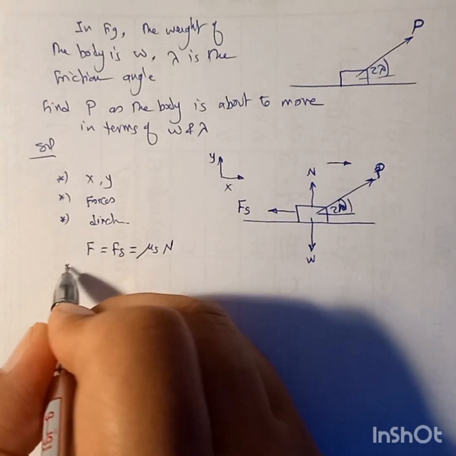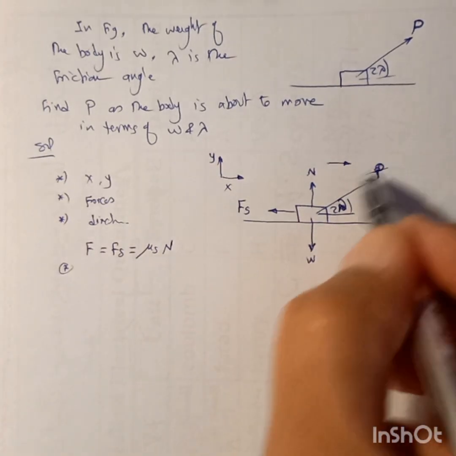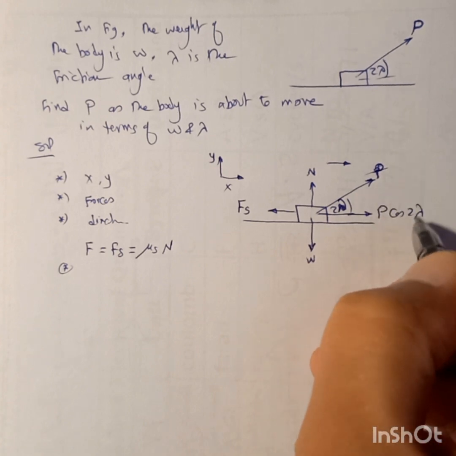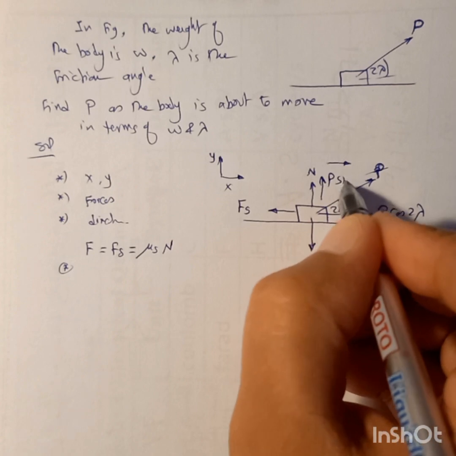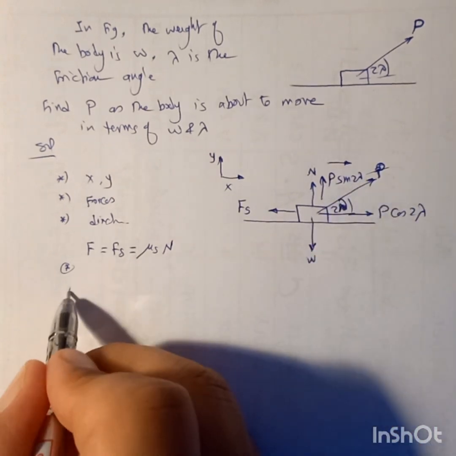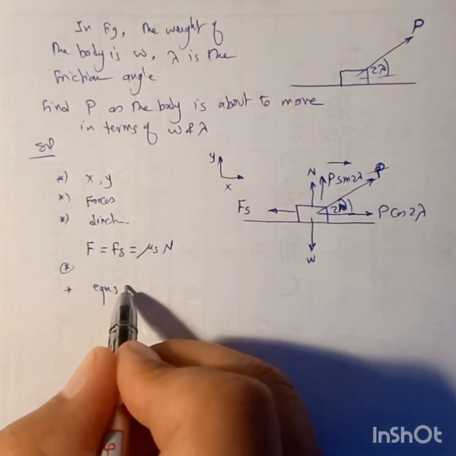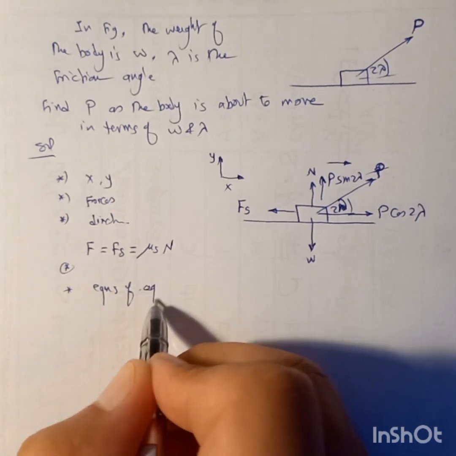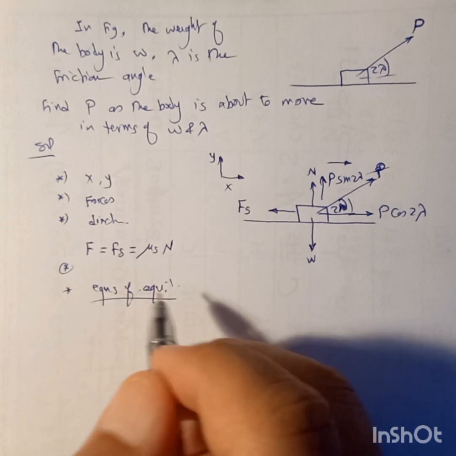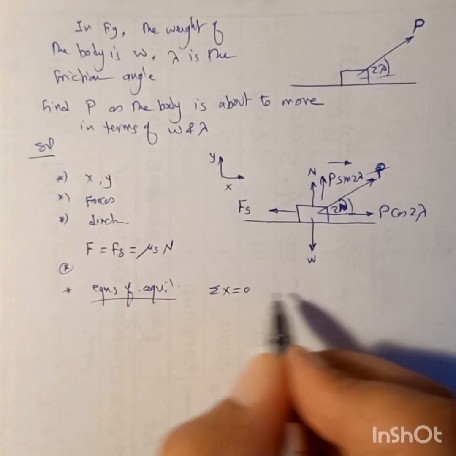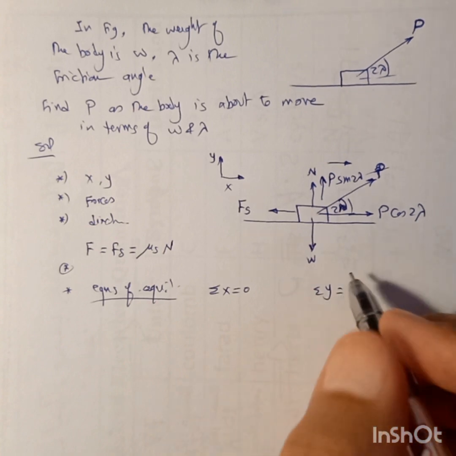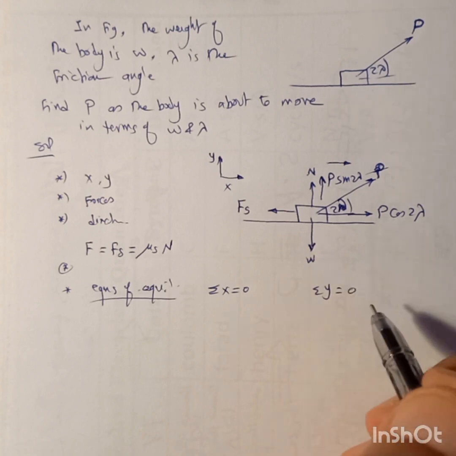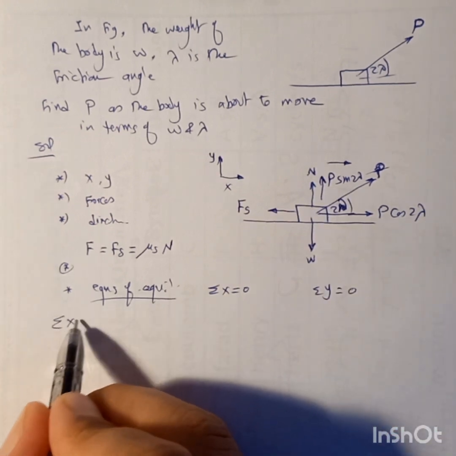And in this step we have to resolve this force into two orthogonal directions. In this direction P cosine 2 lambda, and in this direction P sine 2 lambda. Finally, we have to apply the equations of equilibrium, as the body is about to move. Then it's in equilibrium state, so the summation of the components of forces in x equals 0, and in y direction equals 0 as well. We'll start with summation of x equals 0.